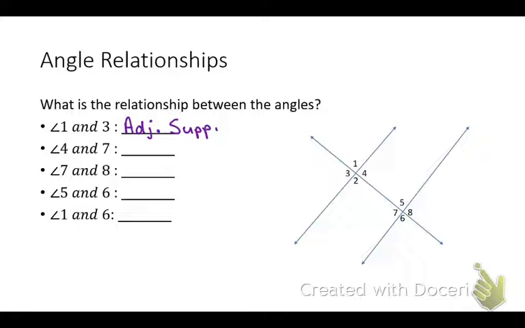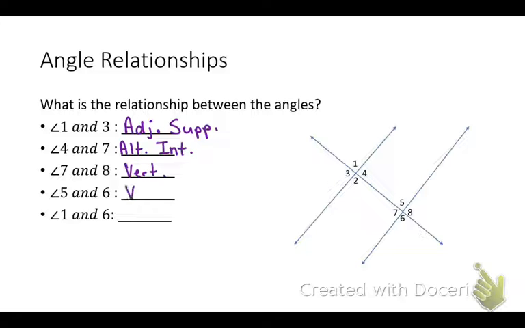Coming over here to Team Badgers. Anybody want to volunteer for that one? Hudson, what'd you get for 4 and 7? Interior? Not interior, but can y'all help him out? Alternate interior. It's alternate interior. Okay. What about angles 7 and 8? Zoe, what did you get for those? Okay, they are vertical angles. Very good. Mikhail, what did you get for angles 5 and 6?